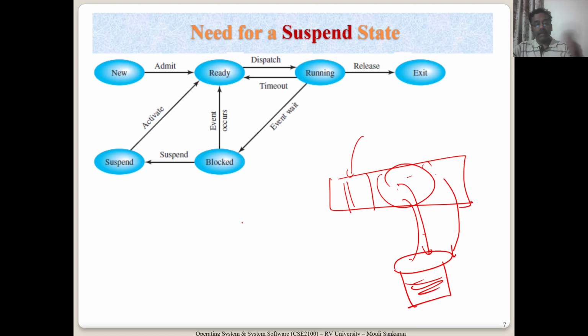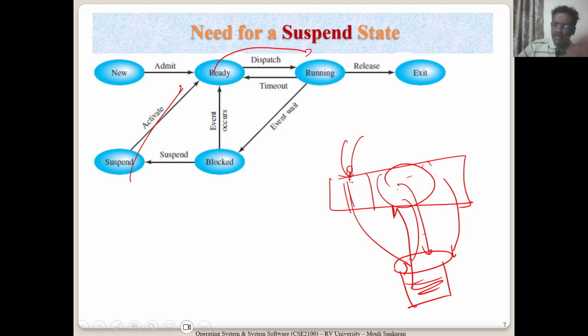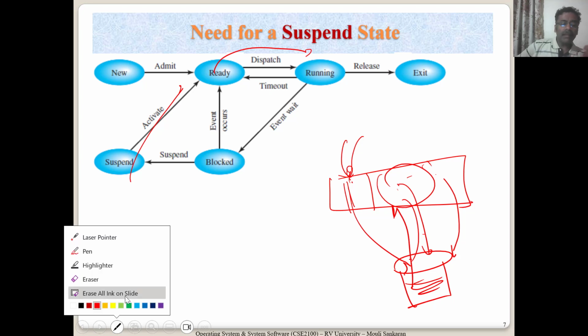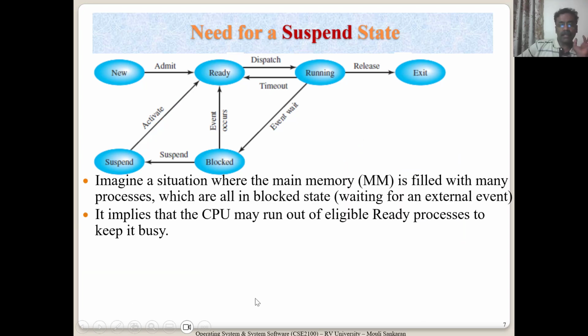When the event for which the process was waiting happens, the OS will come to know of it, and then it will go to the hard disk. It knows where it has moved it, and then it brings it back to the main memory and changes the state to ready. Once it is in ready state, the scheduler runs and can pick up this process to running. So this is the background of what a suspend state is. I hope this is very clear to you.